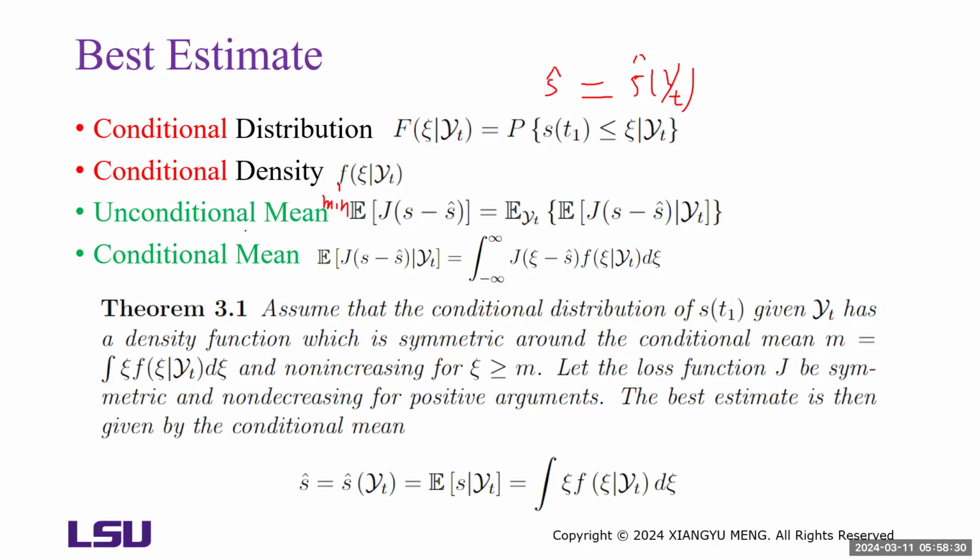To minimize the conditional mean with respect to all possible functions is equivalent to minimizing the conditional mean. We know that if this function can minimize all possible realizations, then of course it will minimize one particular realization Y^T.